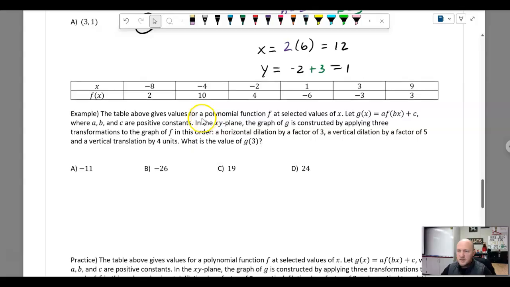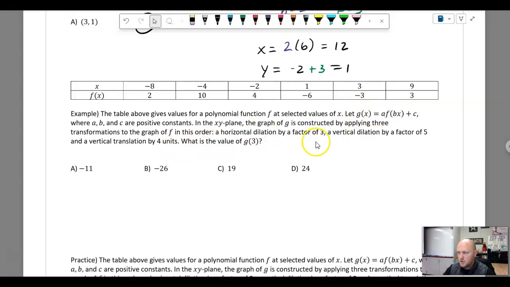The table gives values for a polynomial function of f at selected values of x. Let g be equal to a times f of bx plus c, where a, b, and c are positive constants. In the xy plane, the graph of g is constructed by applying 3 transformations. Here they're going to give us some information.